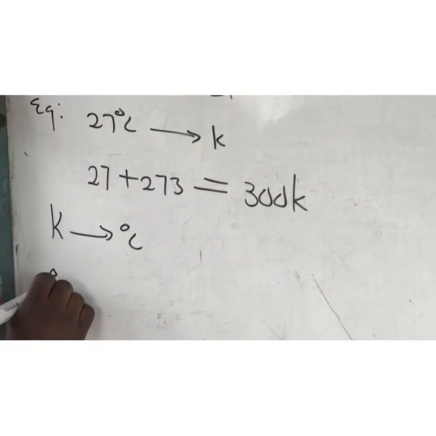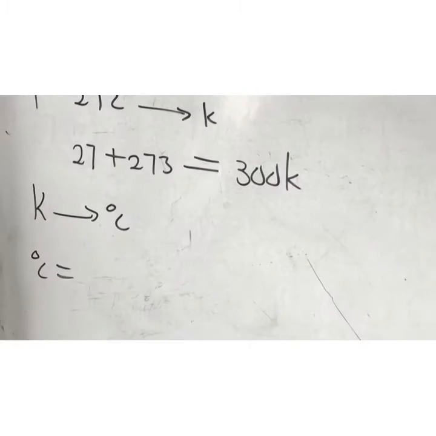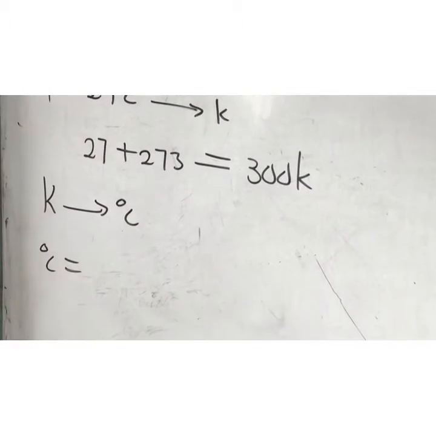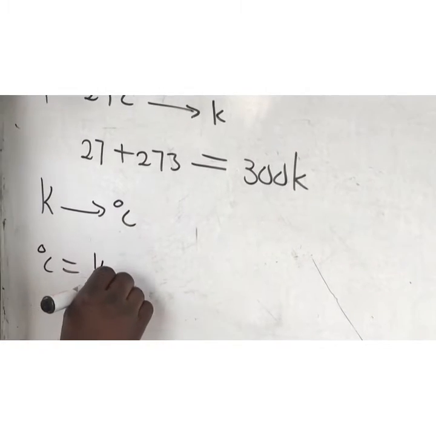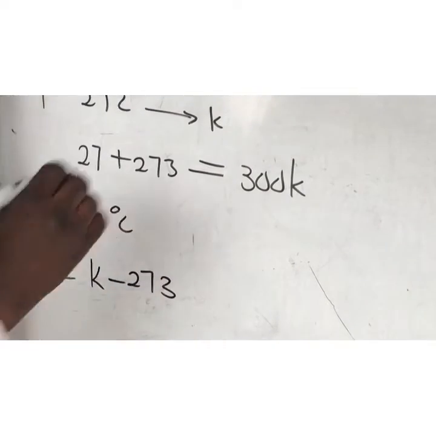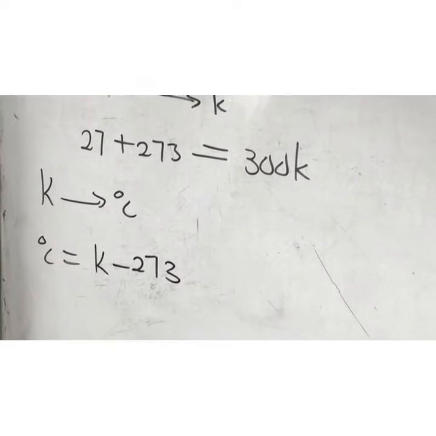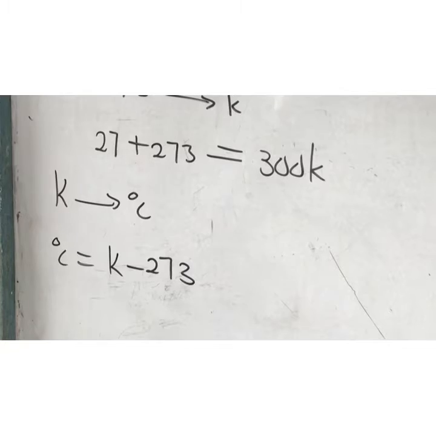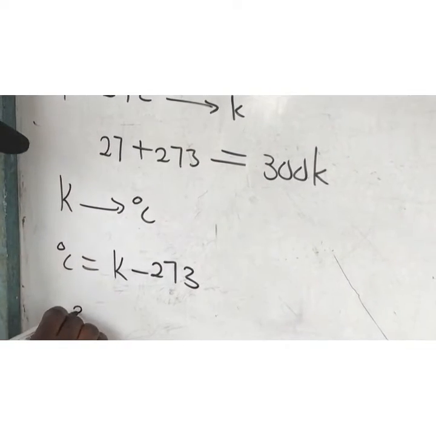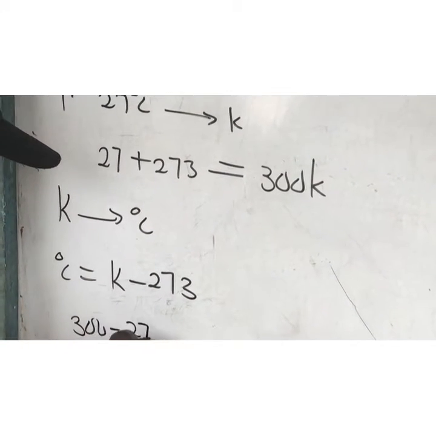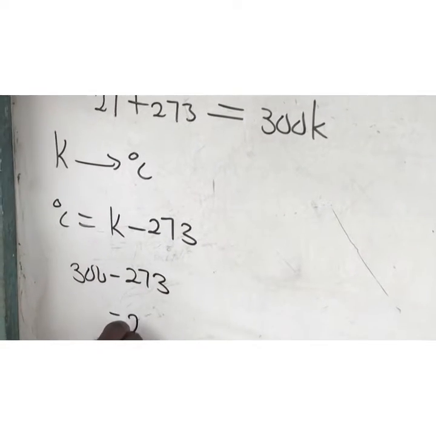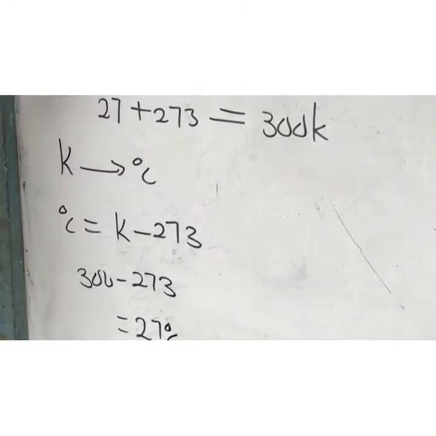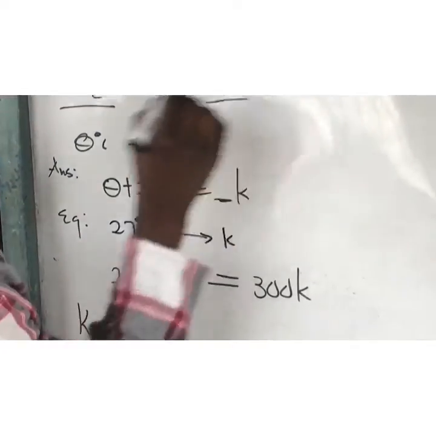Temperature in degrees Celsius will be equal to the temperature given in Kelvin minus 273. So let's say we have 300 in Kelvin. We are supposed to change 300 in Kelvin to degrees Celsius. It will be 300 minus 273, which will give you 27 degrees Celsius. So this is the relationship between the degree Celsius scale and the Kelvin scale.